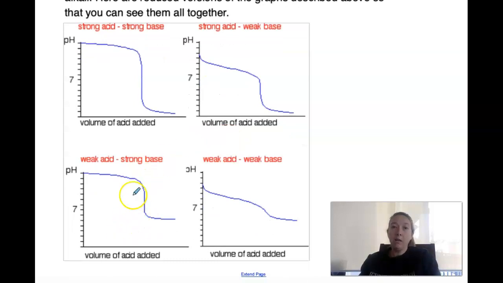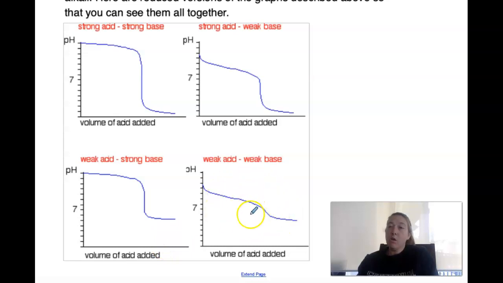Okay, here we have weak acid with a strong base. So we started nice and high because we had that strong base. We see that our equivalence point, or the middle of the vertical, is going to be well above 7. And then we see that our ending pH here is well above 2, which allows me to identify that it's going to be that weak acid.